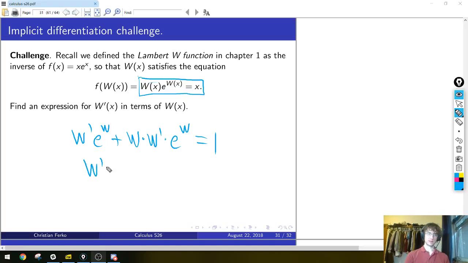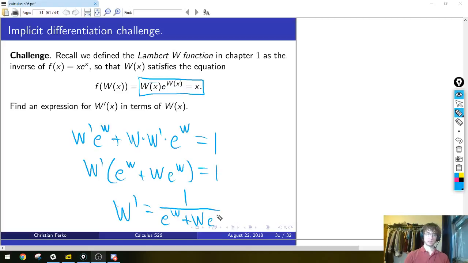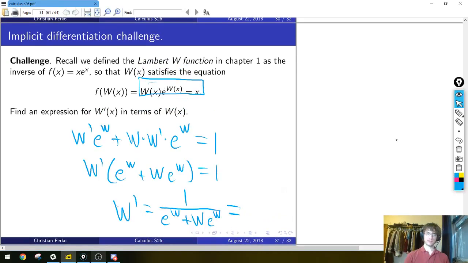On the left side, I factor out the w prime, e to the w plus w e to the w, all equals 1. Then I divide both sides. W prime is 1 over e to the w plus w e to the w. Now I can actually simplify this, because w e to the w by definition is x. Right? This thing is x. So I can just take the w e to the w, which appears in my denominator, and replace it with x using the definition. It's the same as 1 over e to the w plus x. Just replacing it with the definition.